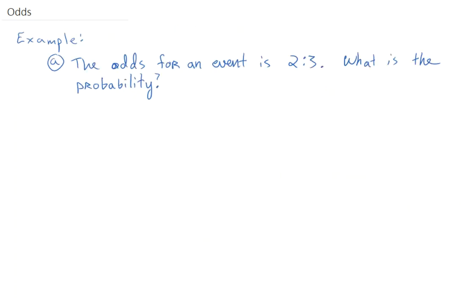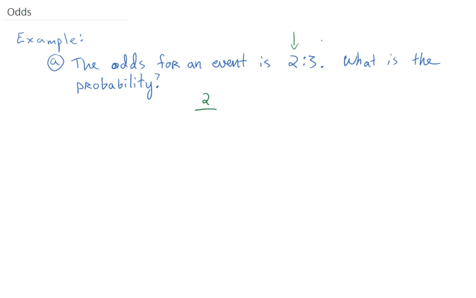Alright, so for example, let's say that the odds for an event is 2 to 3. What is the probability of that event occurring? Now, this doesn't say against, so it's always for, unless it specifically says against. So the number of ways of getting what we want is going to be the first number. And in our probability, that would be the top number. Now, in our probability, the bottom number is the total possibilities.